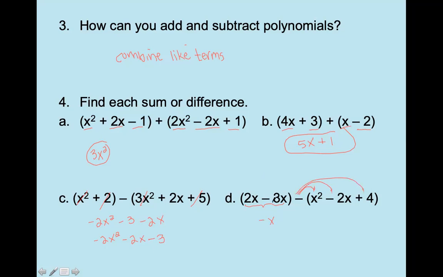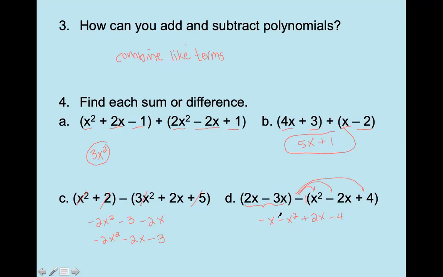So I've gotten rid of my parentheses here because 2x minus 3x is negative x, but I'm going to do the same thing on this side. So when I take this negative, that's like a negative 1 here, negative 1 times x squared is negative x squared. Negative 1 times a negative 2x, and negative times negative is a positive 2x. And negative 1 times a positive 4 would be a negative 4. All right, so now I can combine some like terms.